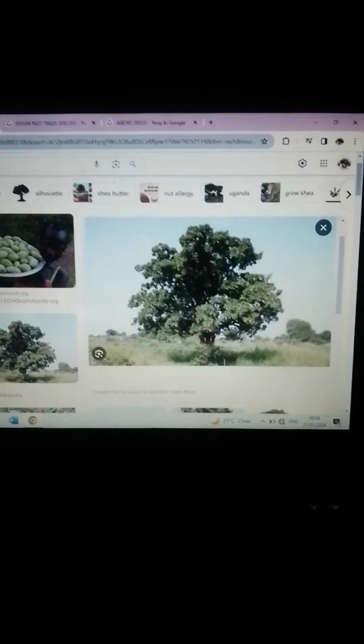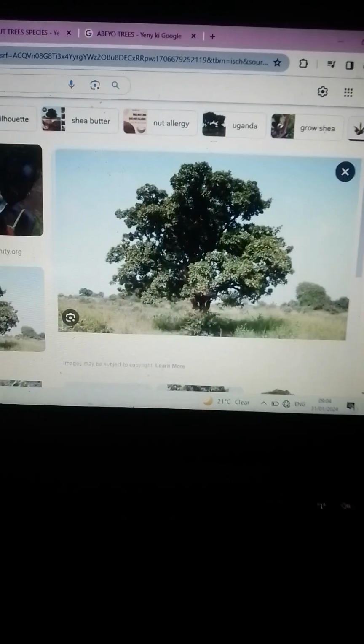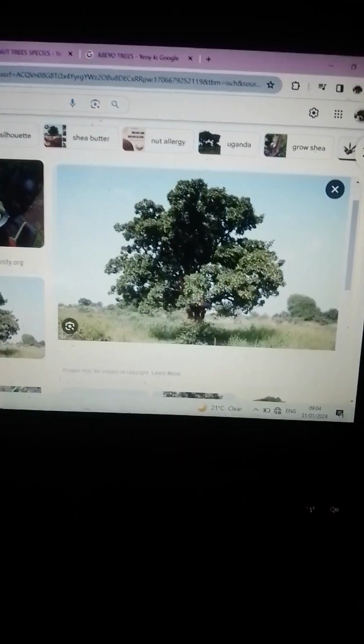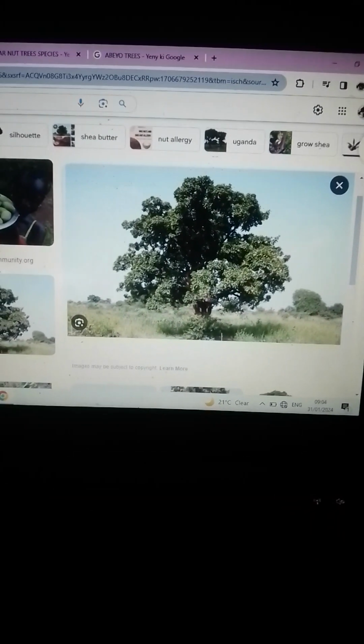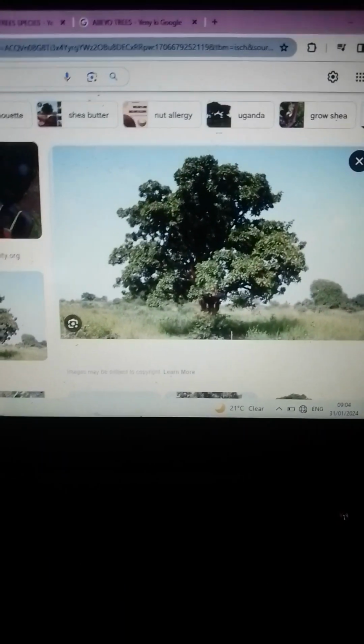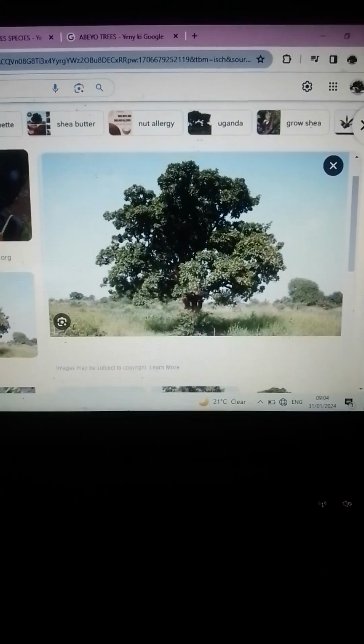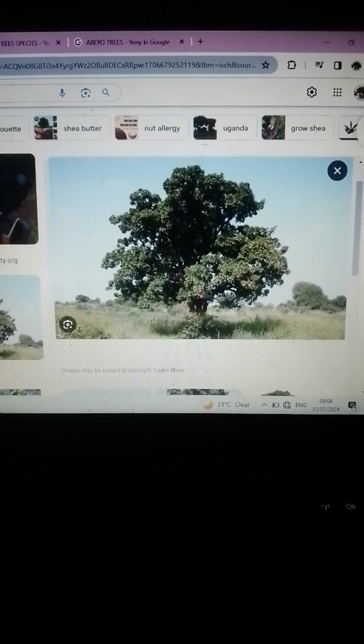Now, ladies and gentlemen, when you look at the shea nut, something comes to your mind. We all know about the fruit, how nice it is, eh? How people really adore eating it, and then you talk about the oil. But that is not all. When you see this tree, how beautiful it is, it has a lot of leaves. It is very leafy.